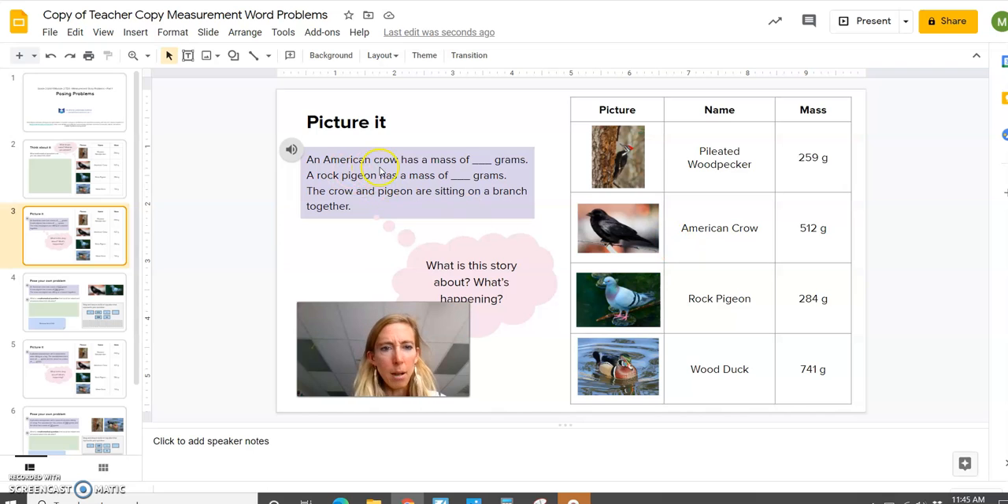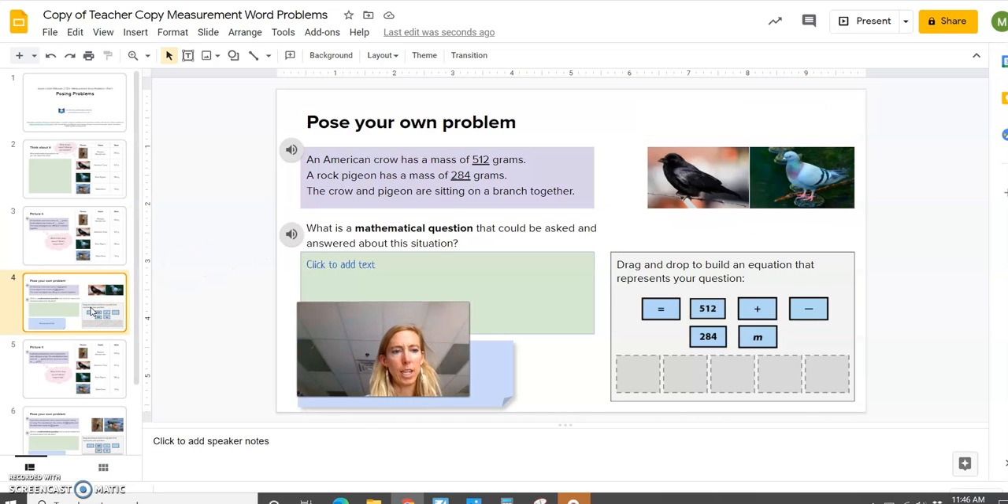I pick one. An American crow has a mass of blank grams. What am I going to put in there? What number? A rock pigeon has a mass of blank grams. And what's happening in this situation? Well, they're sitting on a branch together. So it's you kind of making sense with the class about what this story is and what's happening. And what kind of mathy questions, now if I go to the next slide, what kind of mathy question could we ask about this data, about what's happening?